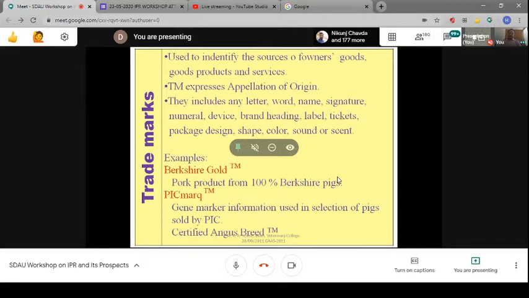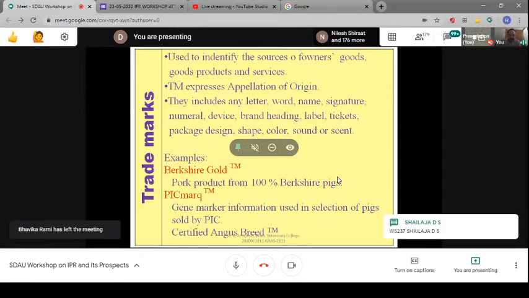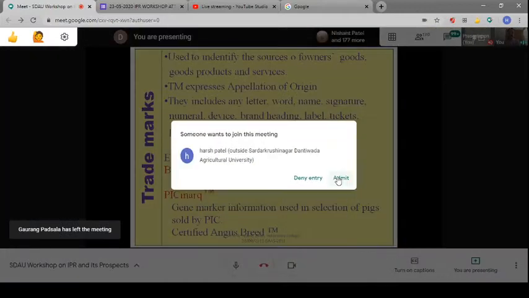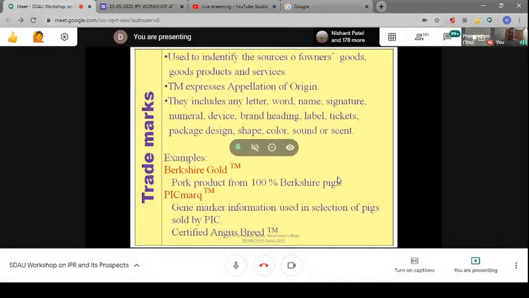Then they also include any letters or words or name. Trademark may be a symbol, it may be a figure, a letter, words, a name, a signature, some digits or some brand heading, labels, tickets, designs, shape, color. Anything can be registered as a trademark. So this is, you can say, the brief about the trademark.